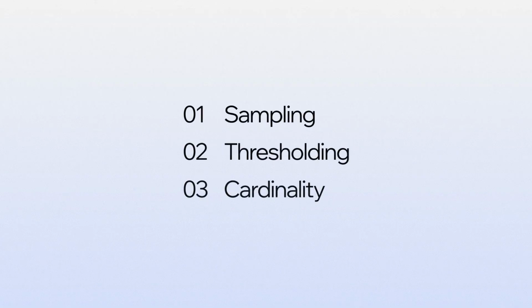First, I want to touch on some key concepts for understanding why your data behaves the way it does. Sampling, thresholding, and cardinality. Let's start with sampling. You'll see this creep into your reports, and if you're not careful, you may make decisions without the full picture.